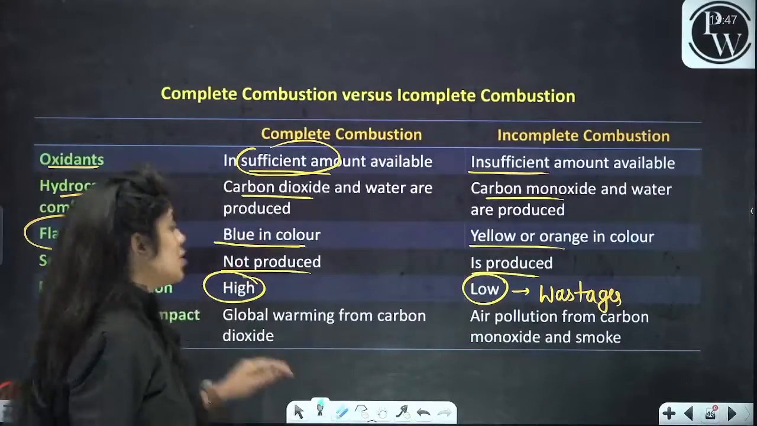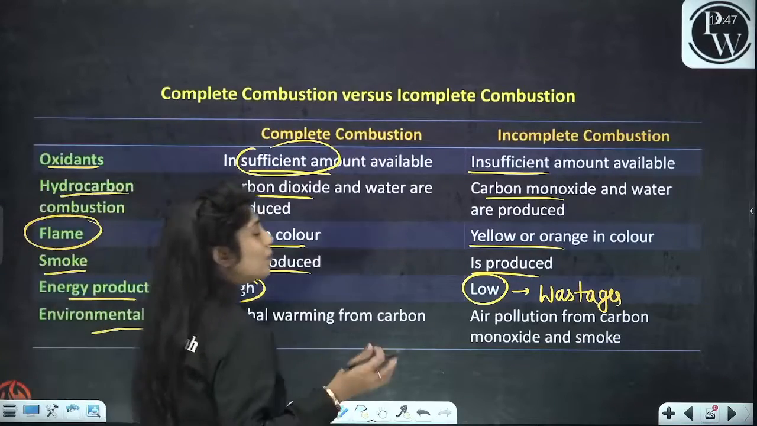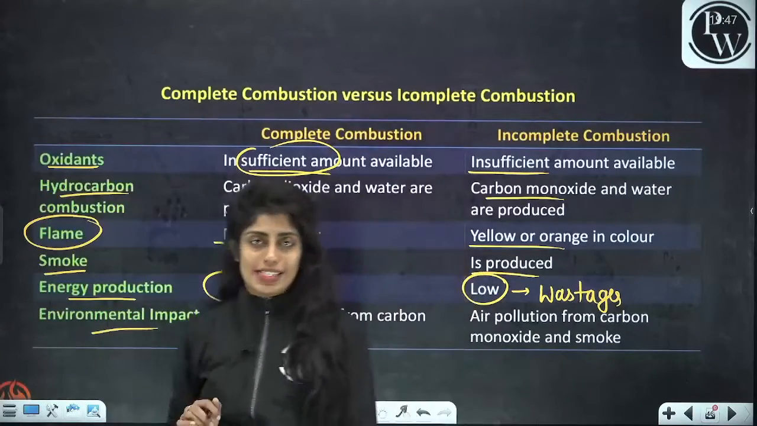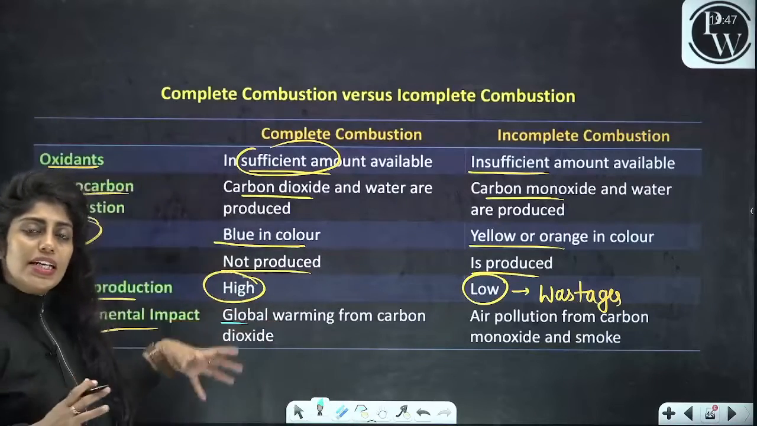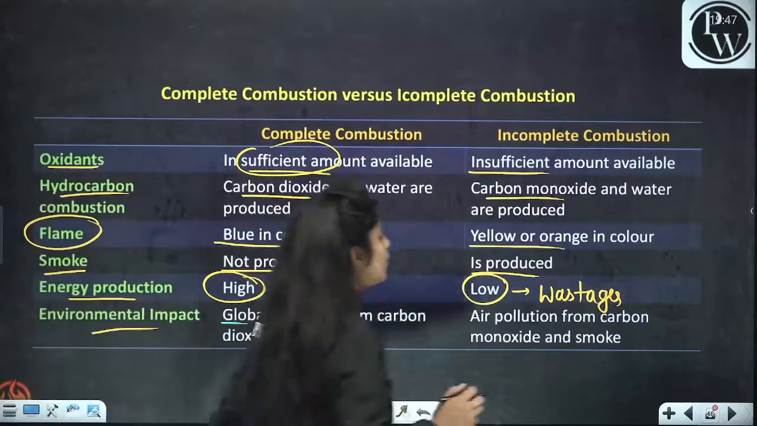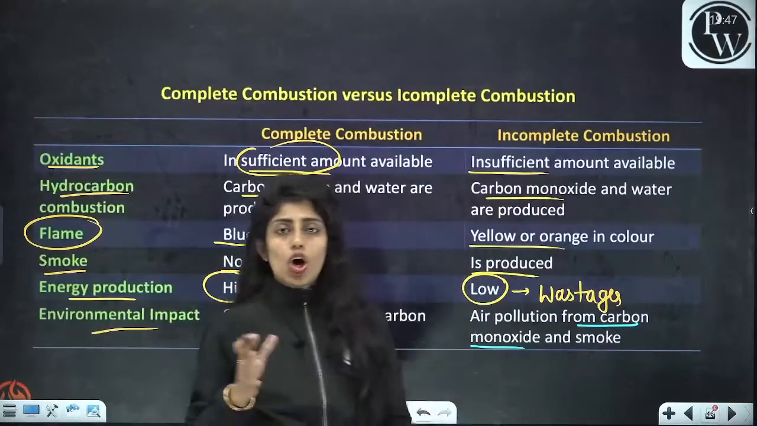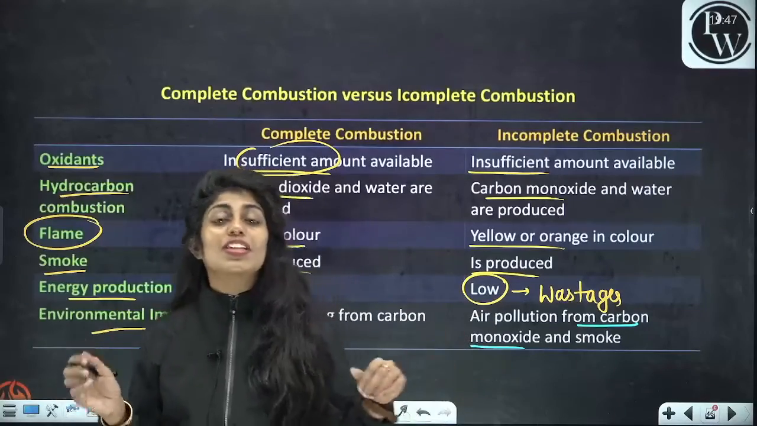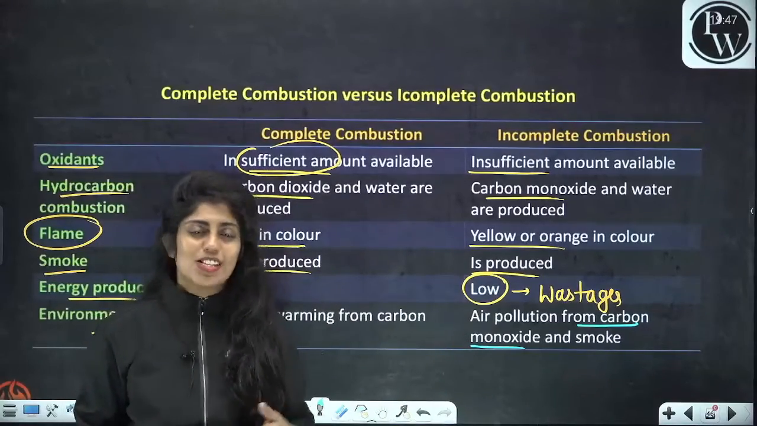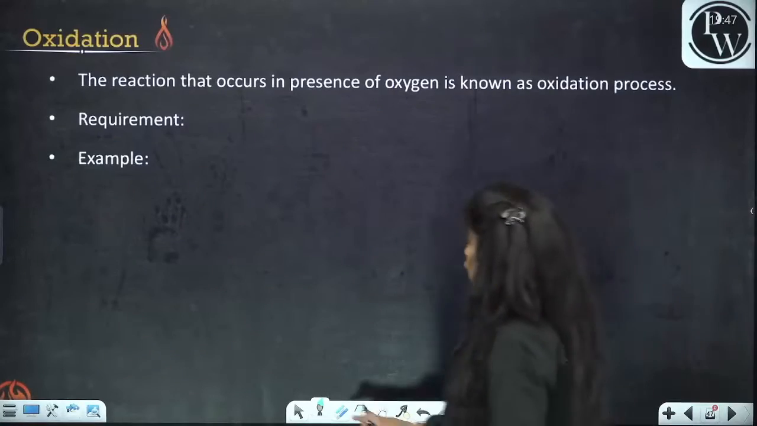But yes, CO2 is only responsible for global warming and is not poisonous. If we are using it in a limited amount, it's not bad. But we know that carbon monoxide is a major component of air pollution, and also it is poisonous, so it can cause death even. Now we have oxidation.